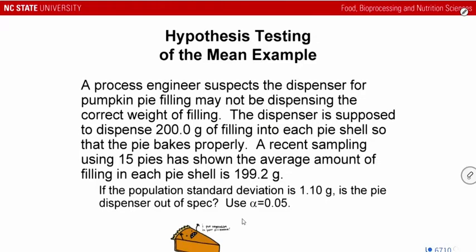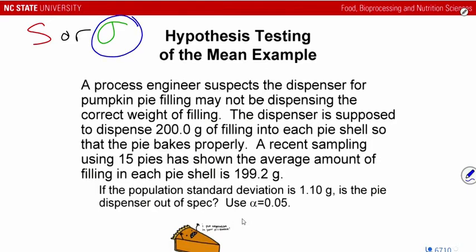What assumptions are we making here, or at least what do we know that we have? One of the hints I'll give you is, do we have S or do we have sigma? Sigma, yes, exactly. We have sigma. Why? Because it says we have the population standard deviation.